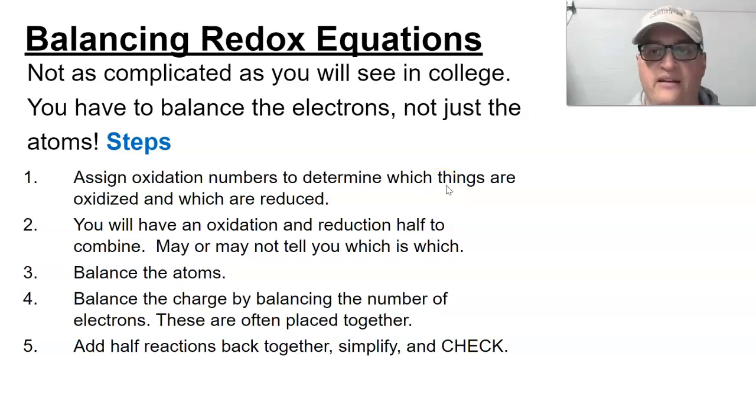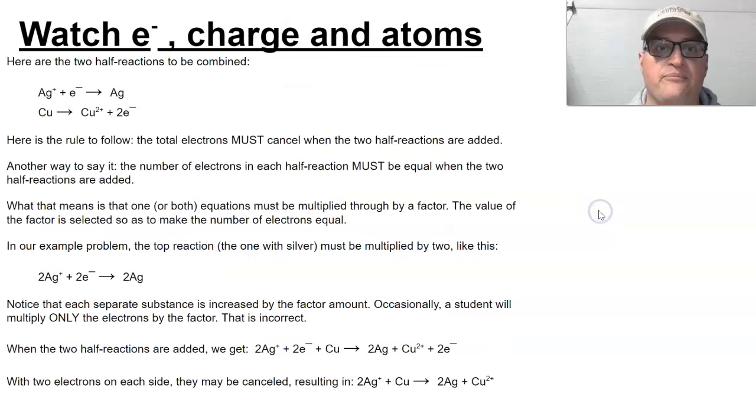We're not doing that. I've never seen an example on the AP exam where you're doing all these complicated things. So we're going to go with the shorthand. So watch electrons, charge, and the atoms. So you'll have things that are like 2 half reactions based upon what's being oxidized and what's reduced. Rule to follow: the electrons must cancel when the 2 are added.